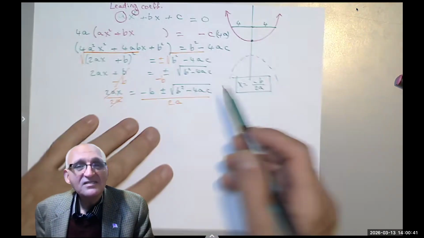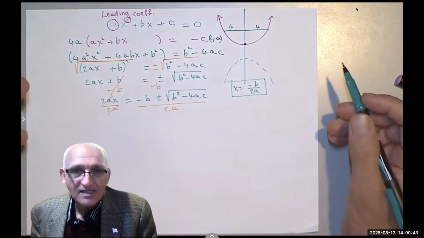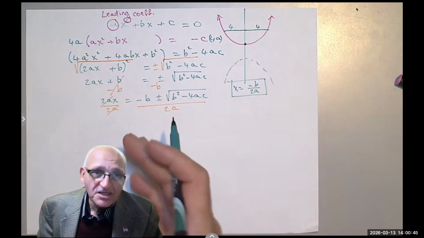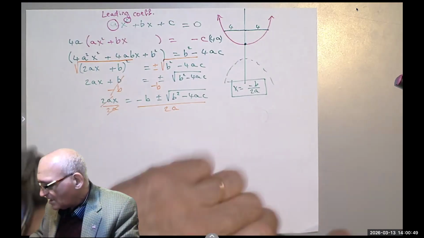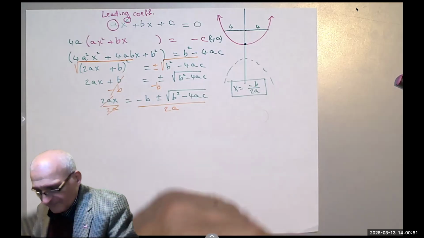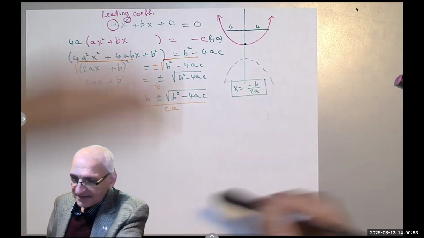Okay, so that's why I want you to understand the meaning of getting 2 solutions, or a unique solution, or no solutions. Let's take some examples here, maybe one of each, so we can see that.